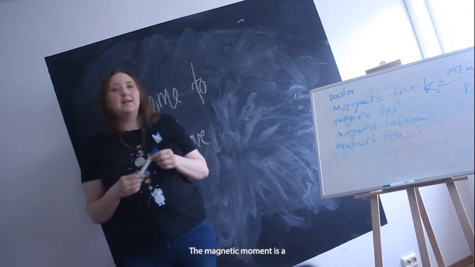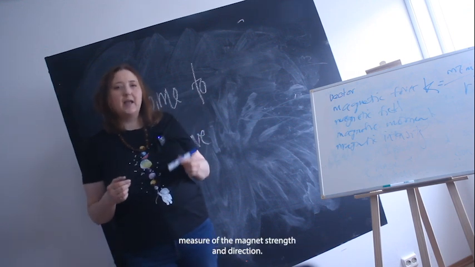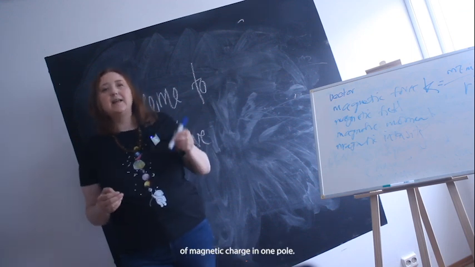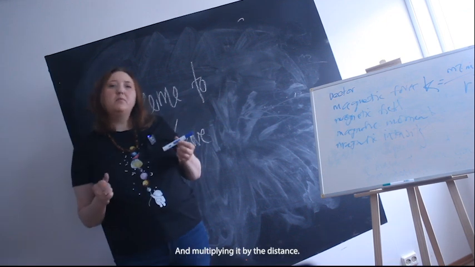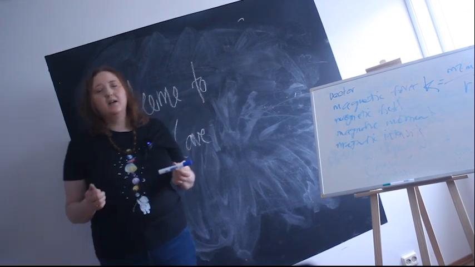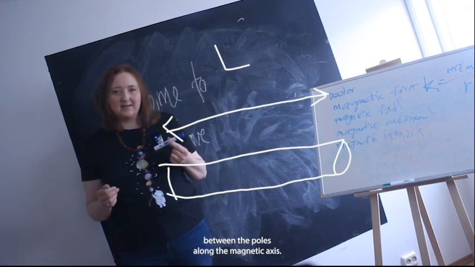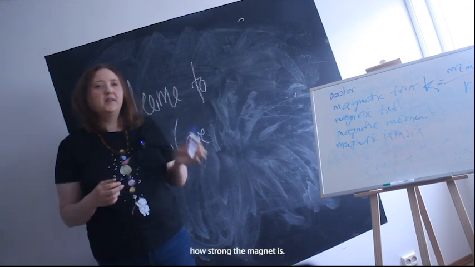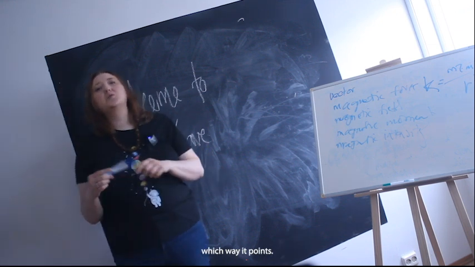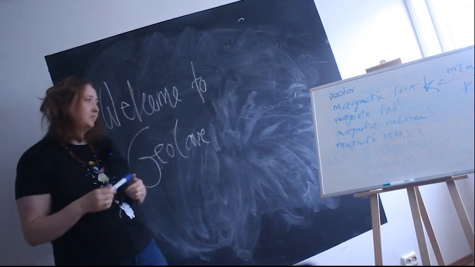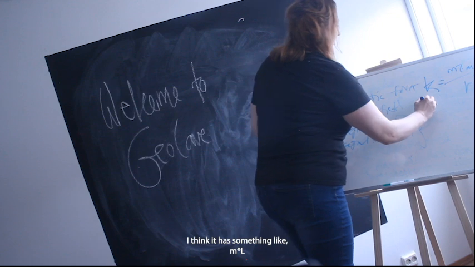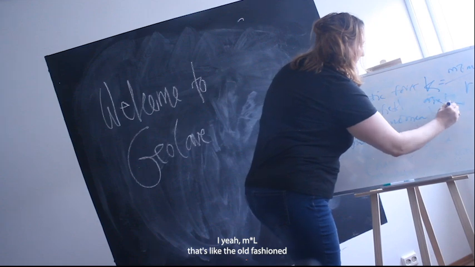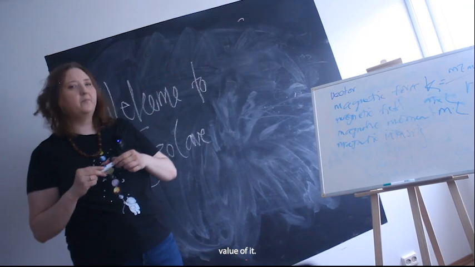The magnetic moment is a measure of the magnet strength and direction. It's calculated by taking the amount of magnetic charge in one pole and multiplying it by the distance between the poles along the magnetic axis. So the magnetic moment tells you how strong the magnet is and which way it points. I think it has something like M times L. No, I wrote it in the wrong place. Like here, M times L. That's like the old-fashioned value of it.